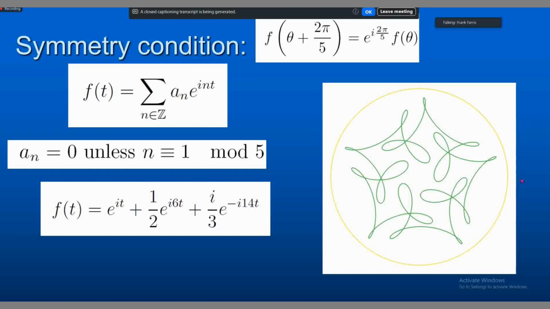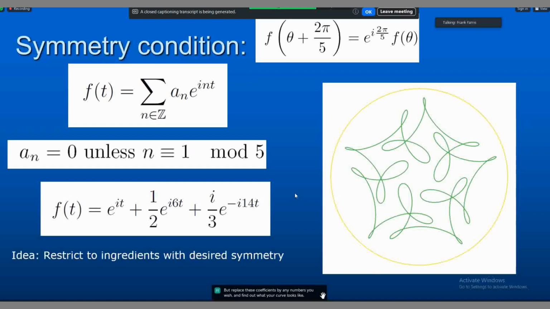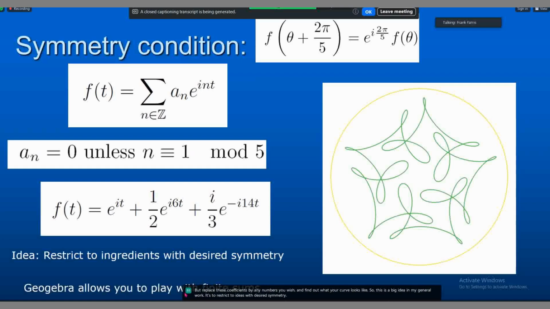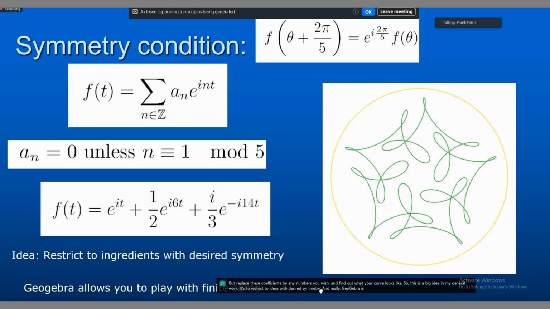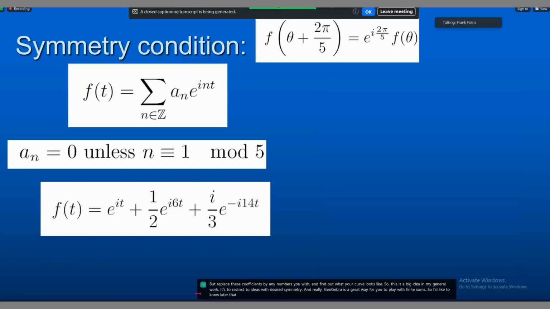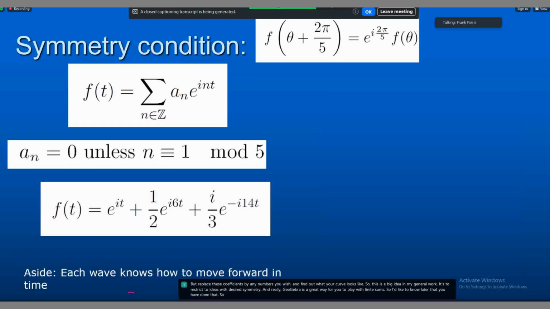So now you are in a position to enter an expression like this in GeoGebra, but replace these coefficients by any numbers you wish and find out what your curve looks like. This is a big idea in my general work, to restrict to ideas with desired symmetry. And really, GeoGebra is a great way for you to play with finite sums. I'd like to know later that you have done that. So that's the symmetry condition.